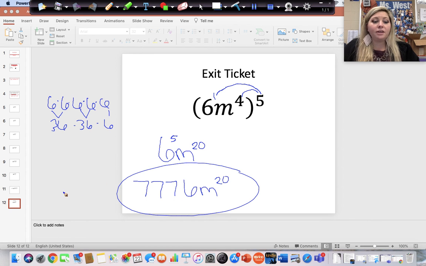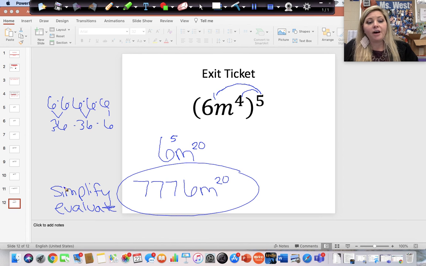So if it asked you to simplify or evaluate, this would be your answer. I guess you couldn't evaluate fully if you didn't know what m was equal to. It could tell you that m is equal to 2, and then you would be able to evaluate it. But if it's asking you to fully simplify, you would need to figure out what 6 to the 5th power really is.